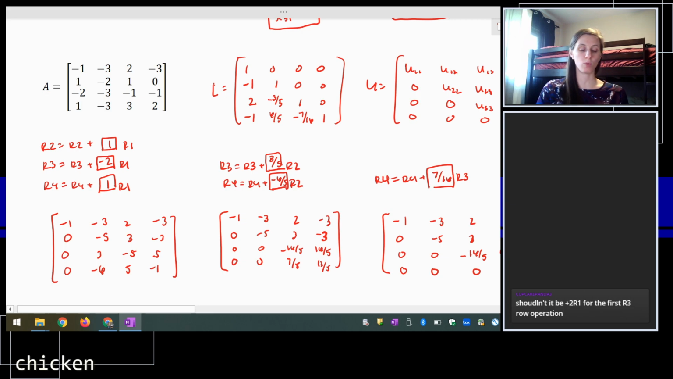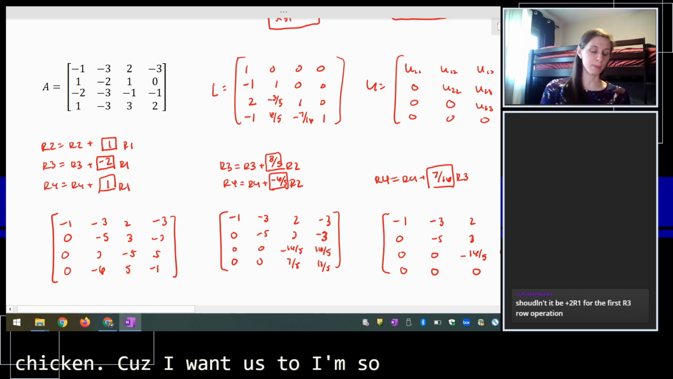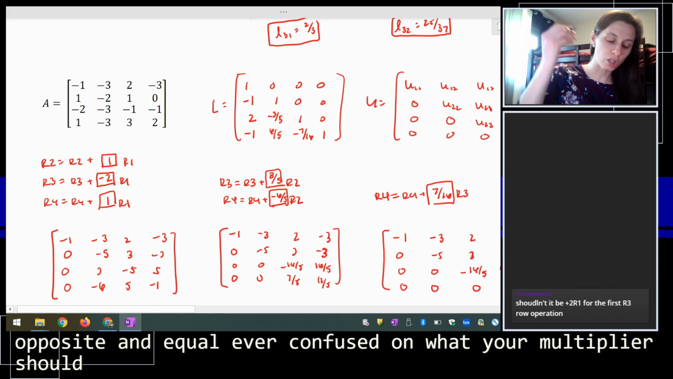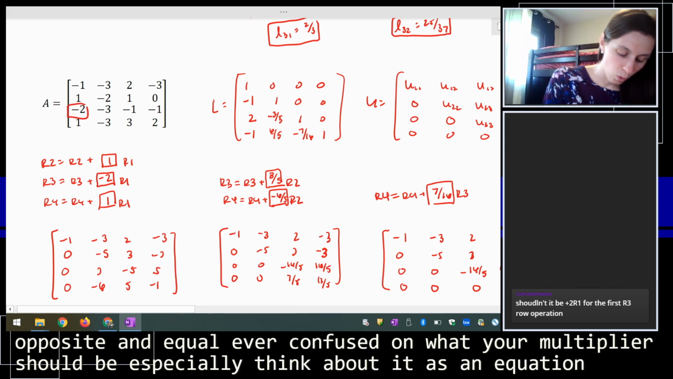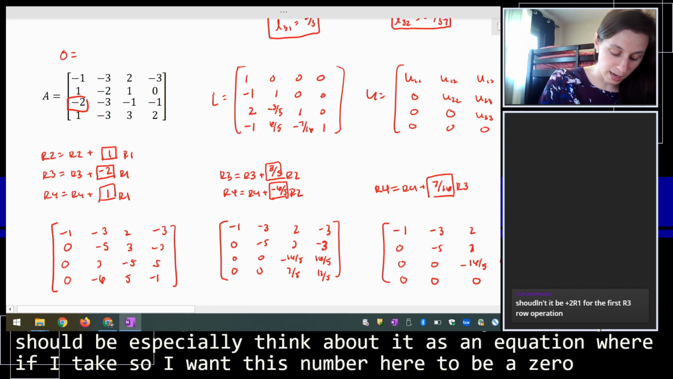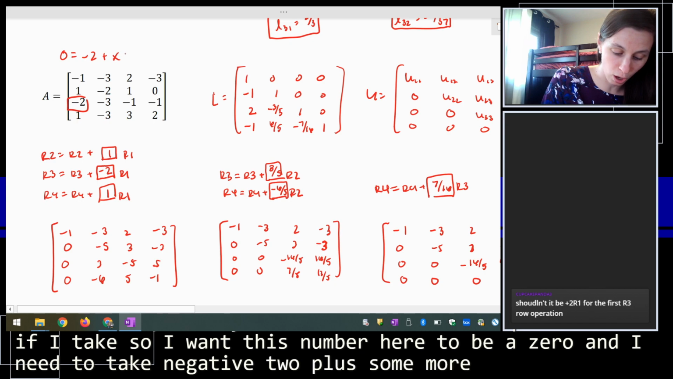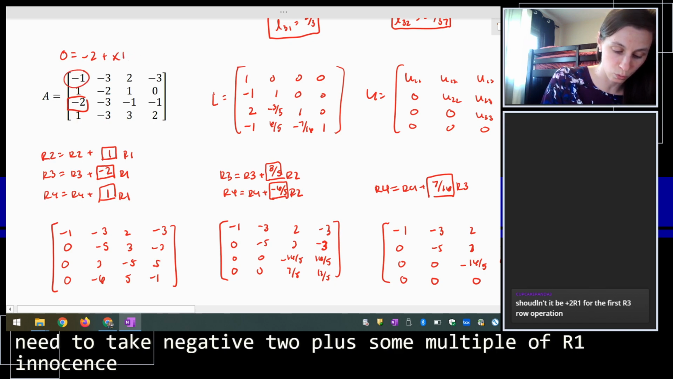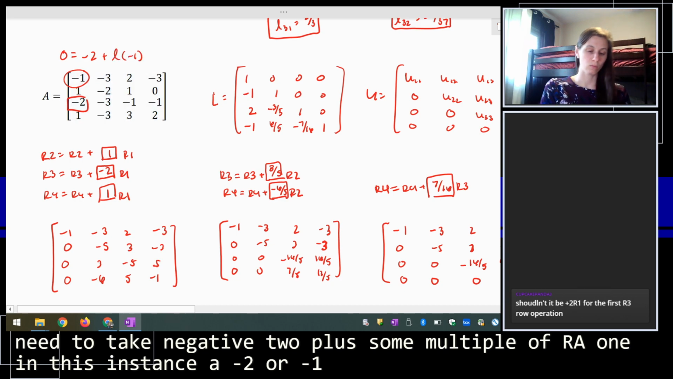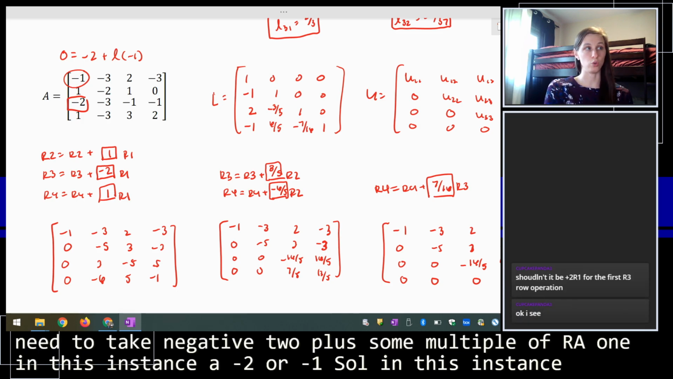I want +2, -2. I have a -2 here, so I want them to be opposite and equal. If you're ever confused on what your multiplier should be, think about it as an equation: I want this number here to be a 0, so I need to take -2 plus some multiple of row 1. In this instance, a -2 or a -1. So L in this instance should be a -2.